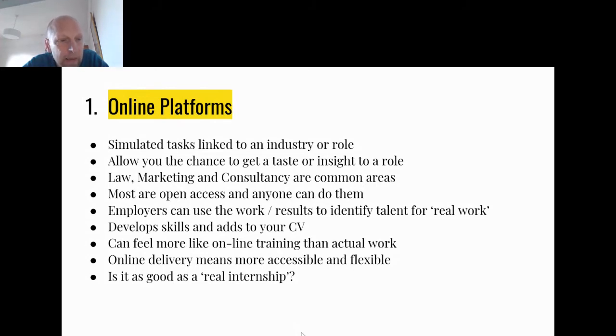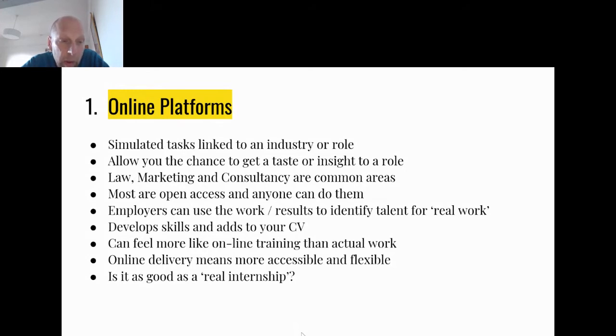Now, the great thing about these is they are open access. So in effect, anybody can do them, whether you're a first year or whether you've graduated. They are a way for you to have a go and take these on. You don't usually have to apply and be selected for the opportunity. And from the employer's point of view, I'm not saying they all do this, but it does allow them to review the quality of the work that you submit and potentially use that as a recruitment tool to identify people with the most potential to offer a more substantive in-person opportunity when that's available.